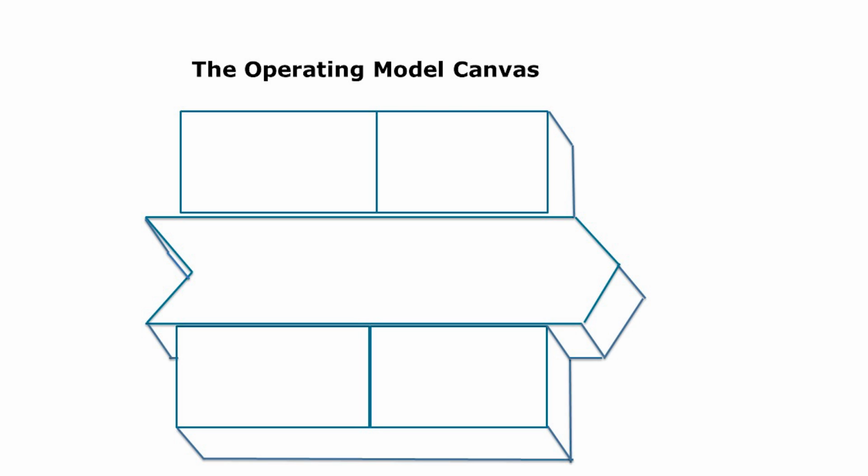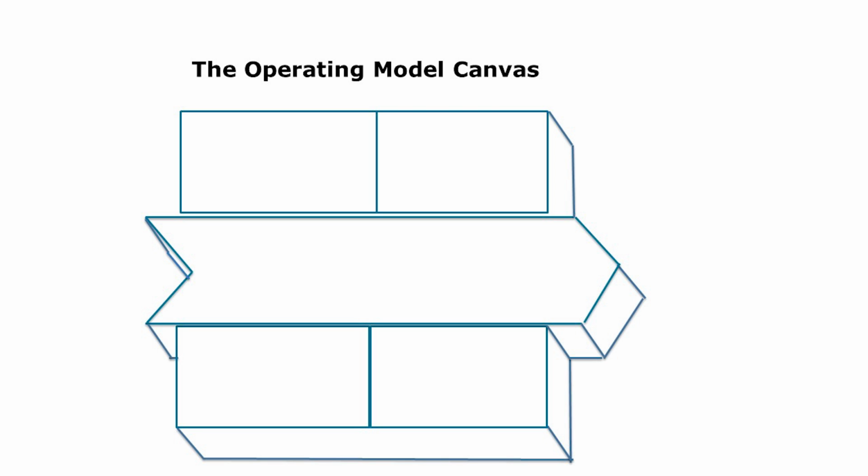The tool helps managers convert strategy into operational choices. It can be used at a high level, for a whole company or a whole organization, or it can be used at a low level for a function or a department within a function. The canvas has 6 parts to it.